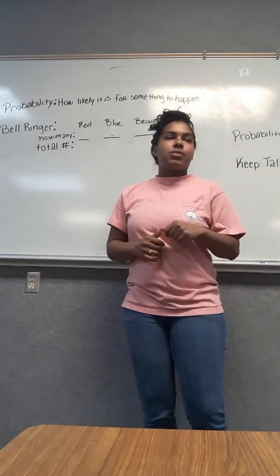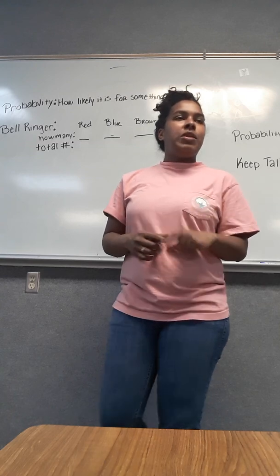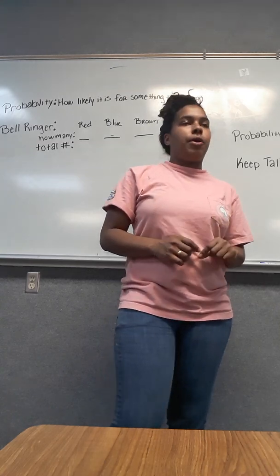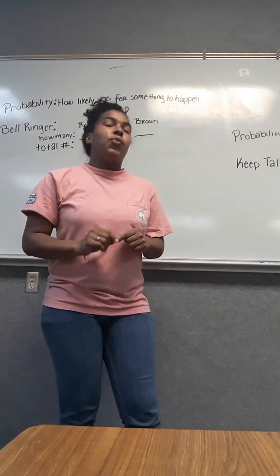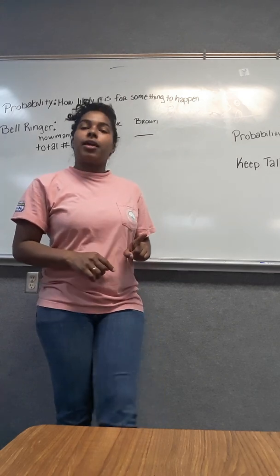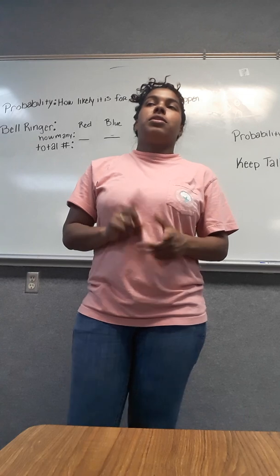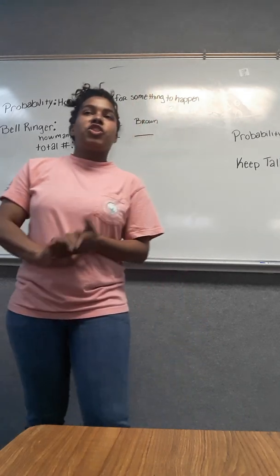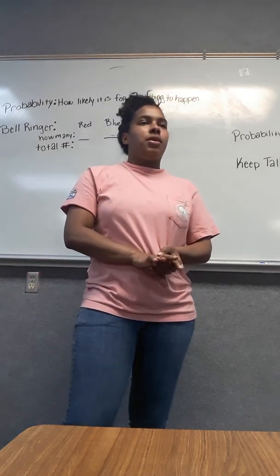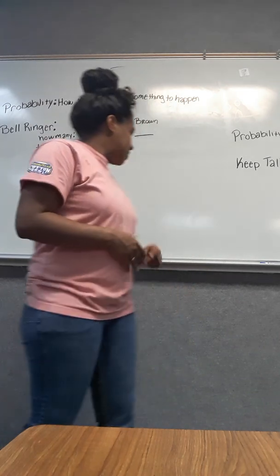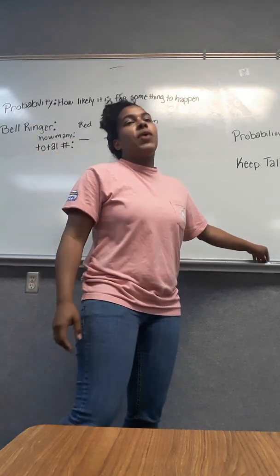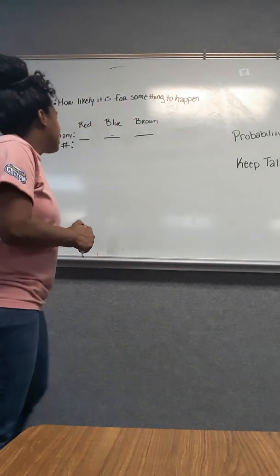So as you came in this morning, I gave you a pack of small M&Ms and told you that you would need this for your bell ringer. Now, we are going to use probability to figure out how likely it is to get a certain color of M&Ms. So, did anybody finish their activity this morning? Okay, Duke, go ahead and tell us how many M&Ms you had in your bag.